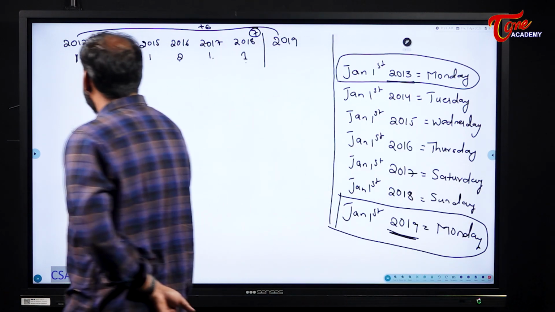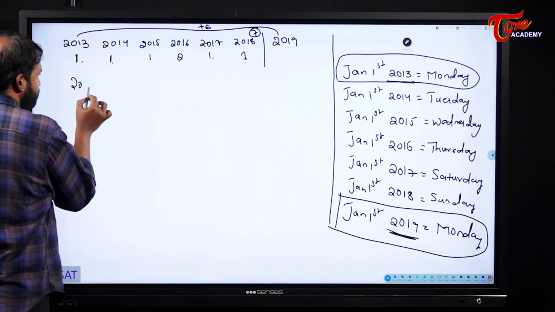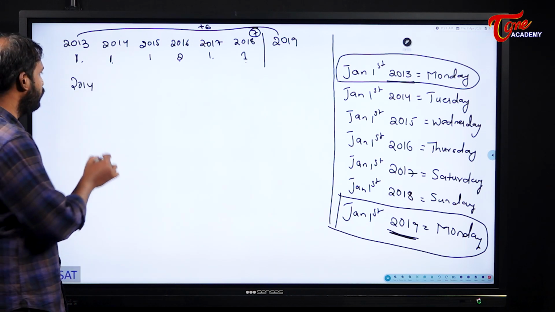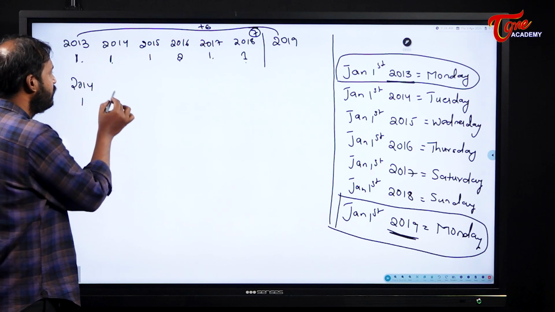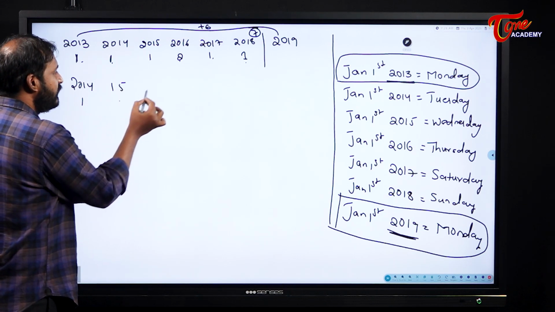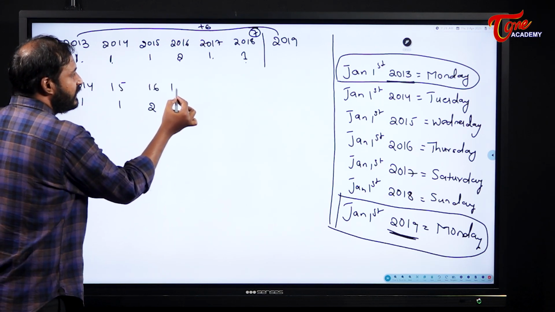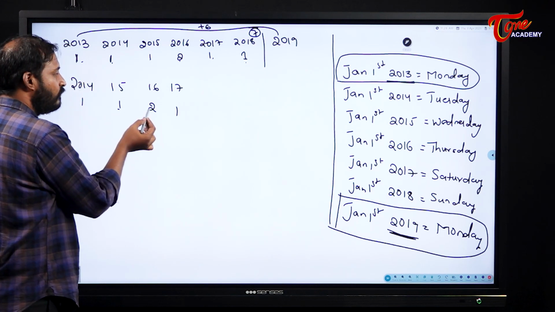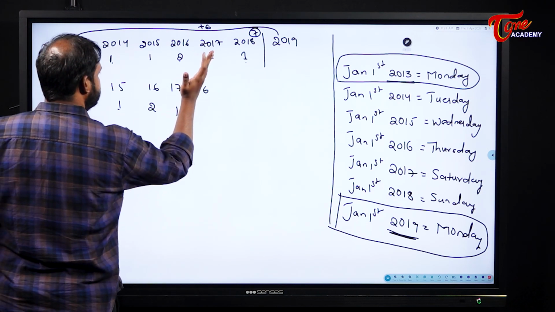Now similarly, if I go with 2014, see what happens. How many odd days are there in 2014? 1. In 2015, 1. In 2016, 2. In 2017, 1. 1 plus 1 is 2, then 4, then 5. 2014, 15, 16, 17, 18.